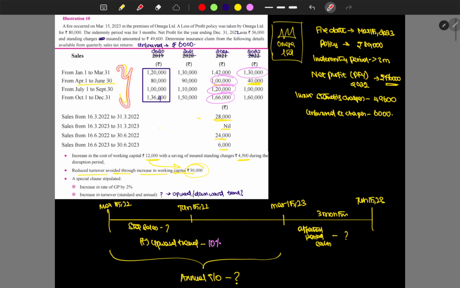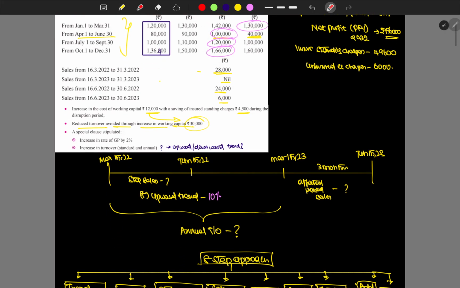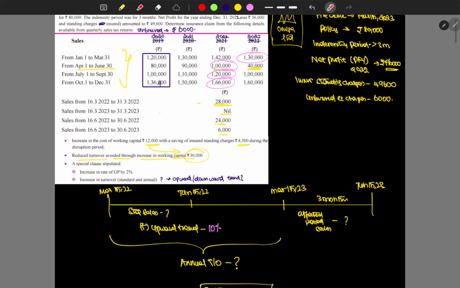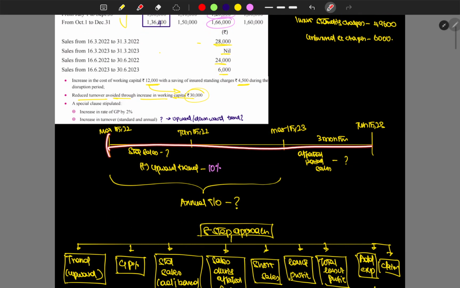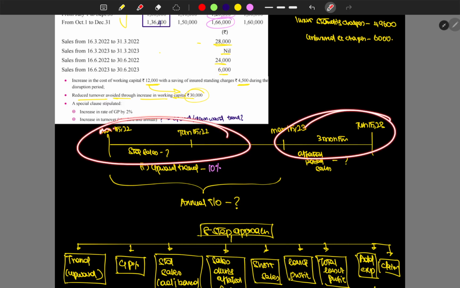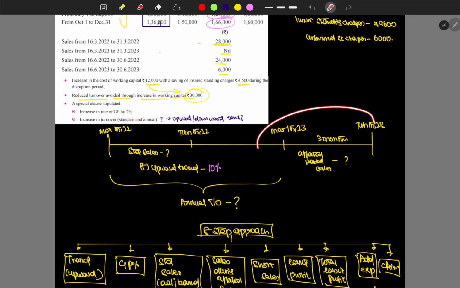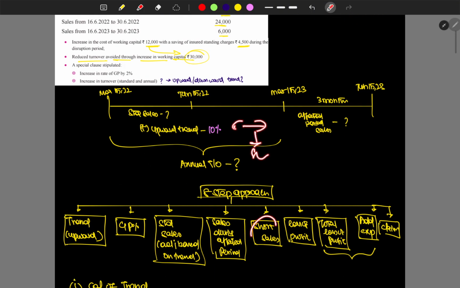And they have given the sales for every quarter for the 4 years to find out the trend, because they haven't given the trend. Usually in every sum they have given the trend, but in this problem they haven't, so we have to find out the trend with the sales amount given here. This is the usual timeline I prepare for every problem to make it easier. This is the affected period, this is the standard period for the previous year, the same period. What's the standard sales? We have to find out with the upward trend, and compare it with the affected period sales to find out the short sales.